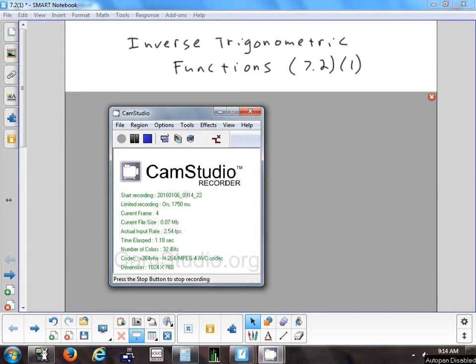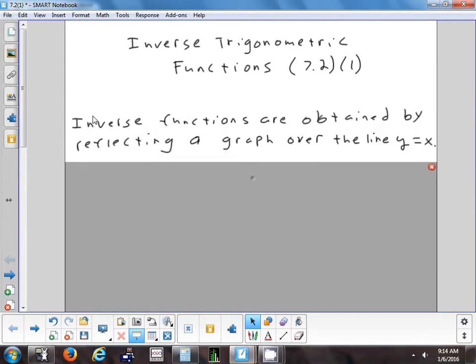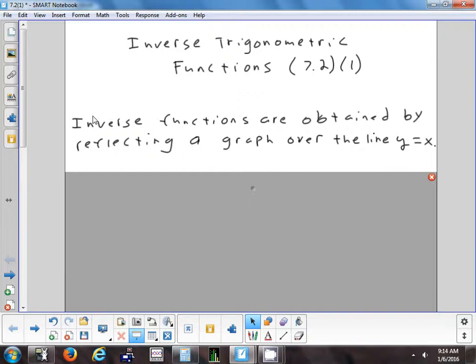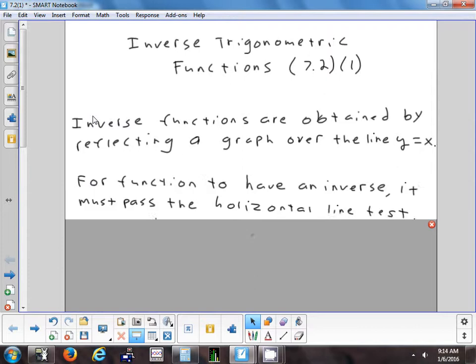All right, so let's take a look at 7.2 part 1. All right, so the idea of an inverse function, not just an inverse trig function, but any inverse function, is it's a mirror image of the original. Okay? It's a mirror image when you flip it over the line y equals x. So that's just a rule for any function. If you want to find its inverse visually, just mirror image it over the line y equals x.